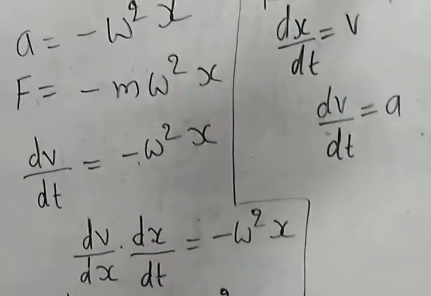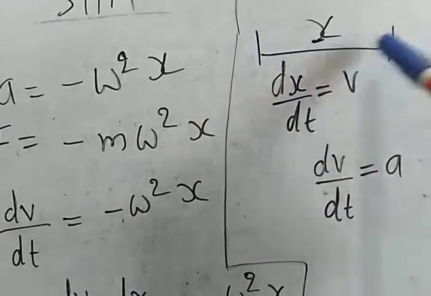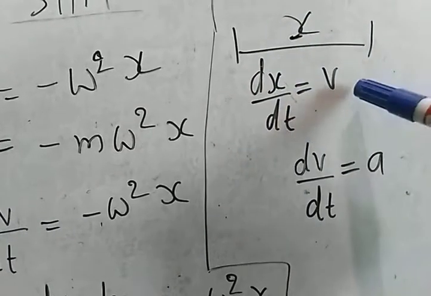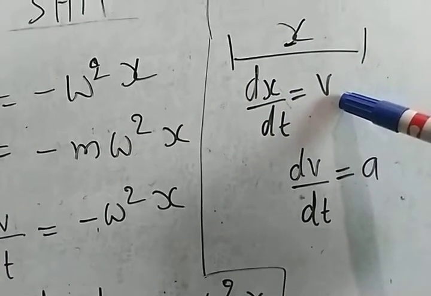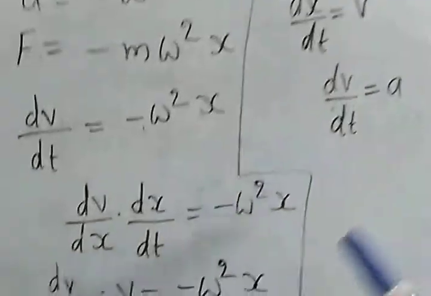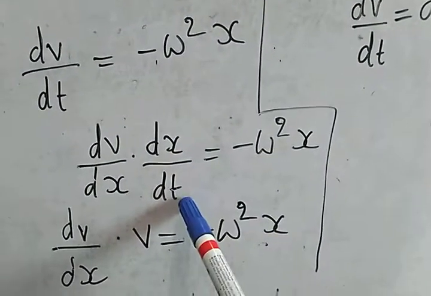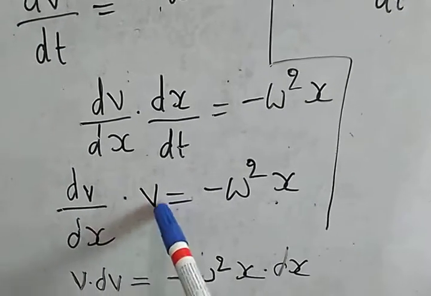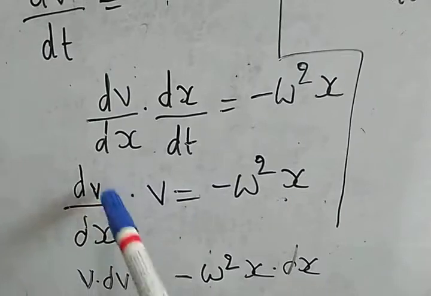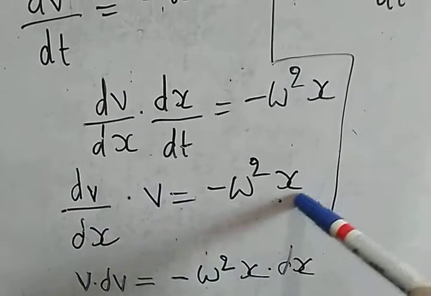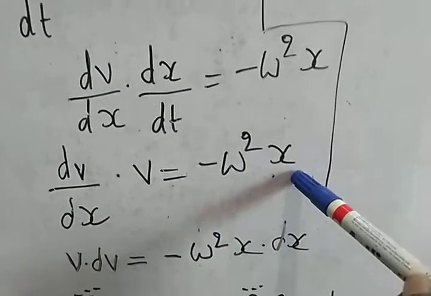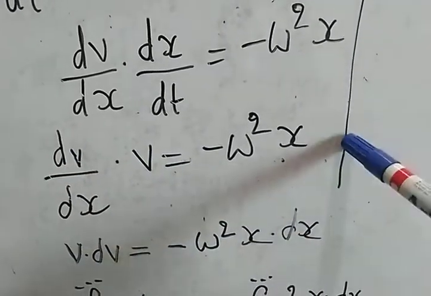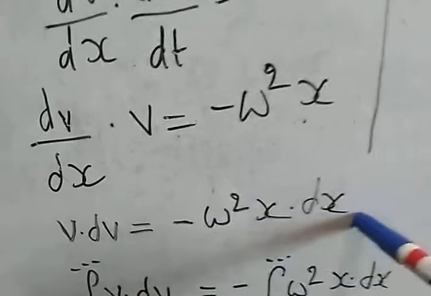Here we know that this is distance, and dx by dt becomes velocity. So dx by dt is velocity. Now we can write v into dv, and dx multiply as cross multiplication. So we can write v into dv equal to dx will come here like this.